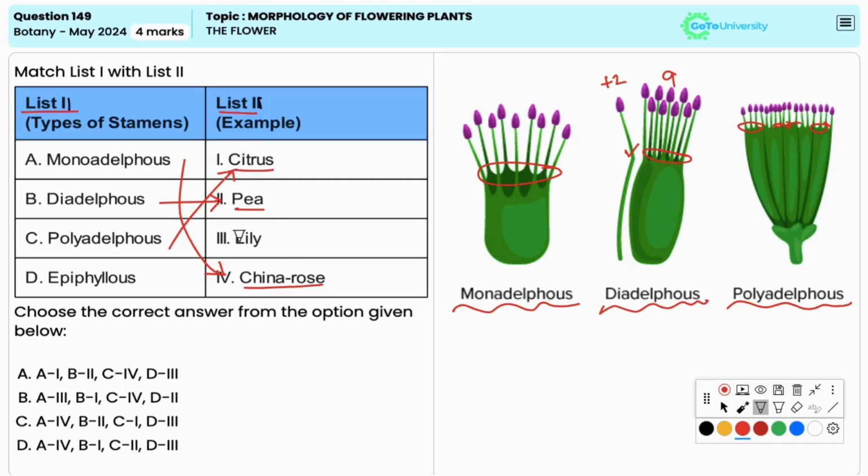In lily, the stamens are attached to the perianth. It may be petals or tepals rather than directly to the receptacle. And this condition is known as epiphyllous. Thus, D matches with 3. Hence, the correct answer is option C.